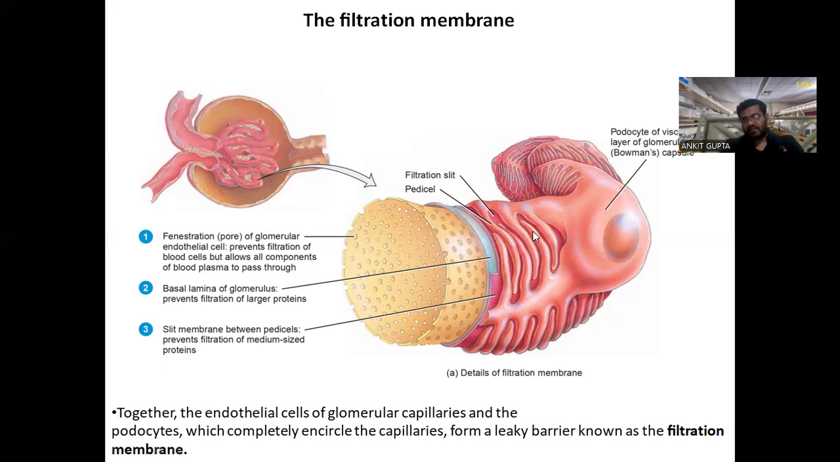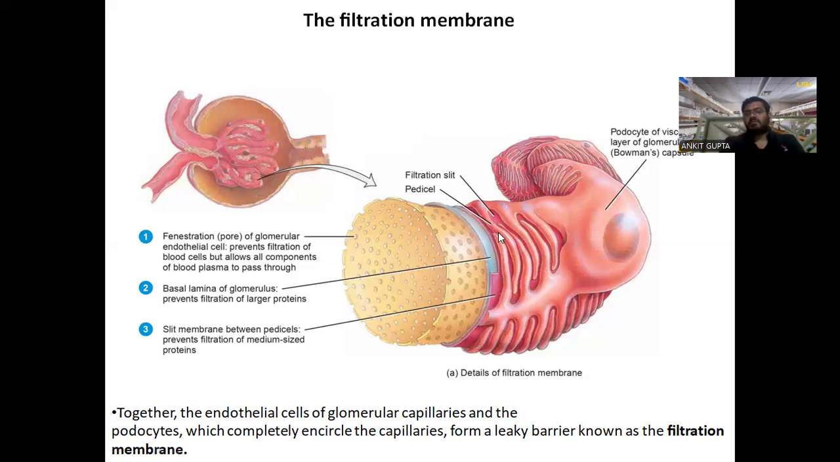This you can see over here. These are feet-like structures. These are called pedicels. And they wrap around the glomerular capillary. This is how they are wrapping around it. They are hugging the glomerular capillary.